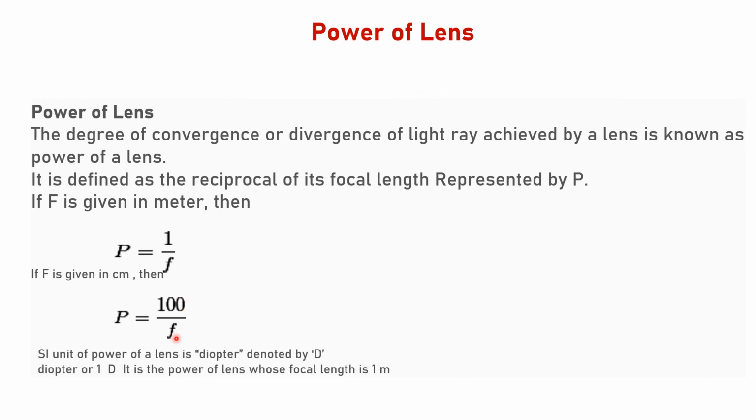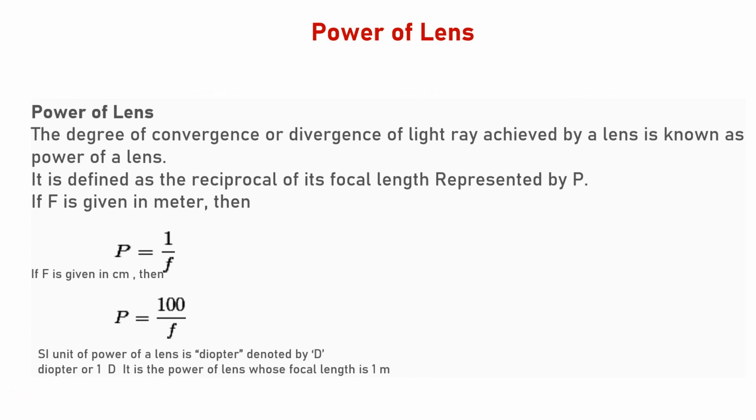SI unit of power of the lens is diopter, denoted by D. And how to define one diopter? One diopter is the power of a lens whose focal length is 1 meter. Now let me explain to you.